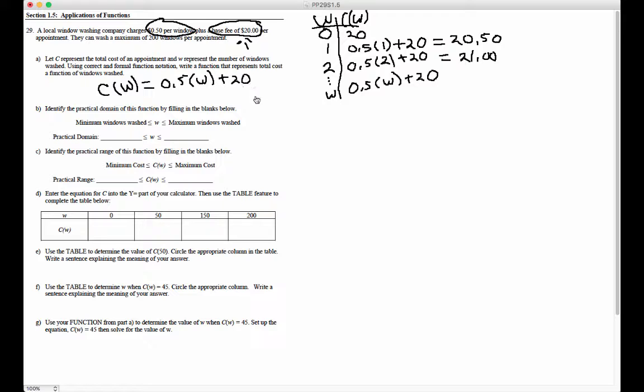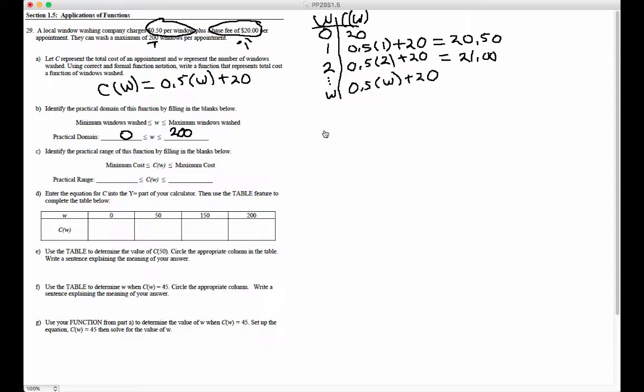Okay, so we've got to go fill out the practical domain based upon the problem here. Well, we can't have any less than 0 windows. We don't have anti-windows. And they told us that they're going to go up to a maximum of 200 windows in one appointment. So that's our practical domain.